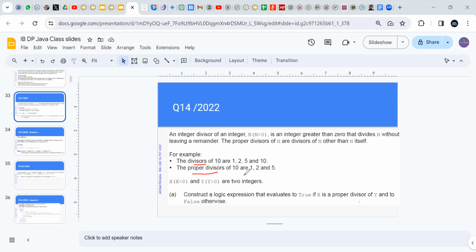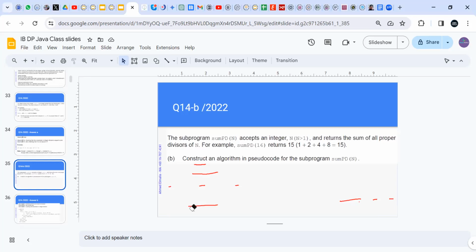Okay, so he would like to have an expression, and he's using x and y here as two integers. You need to create a logical expression that evaluates to true if x is a proper divisor of y and false otherwise. So you need to think of something that does this.